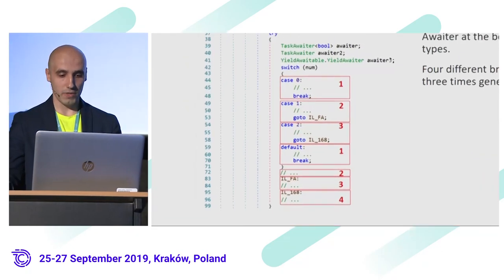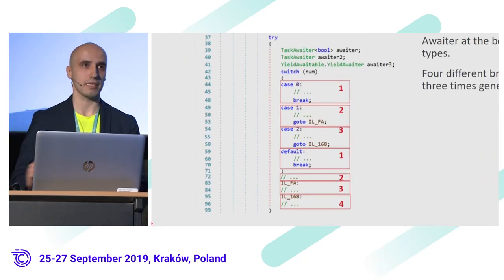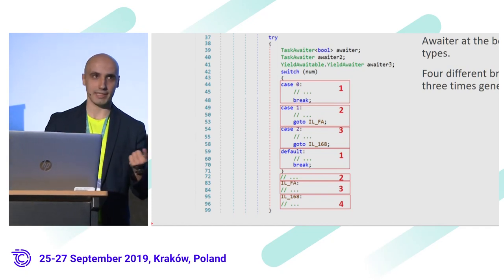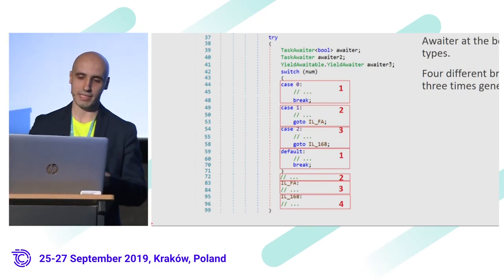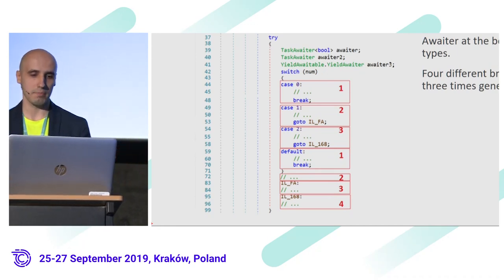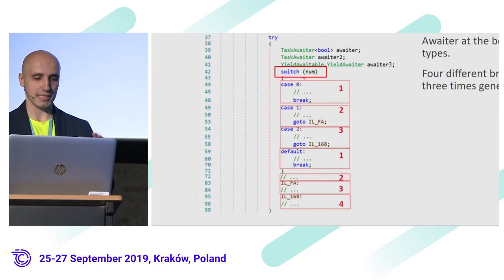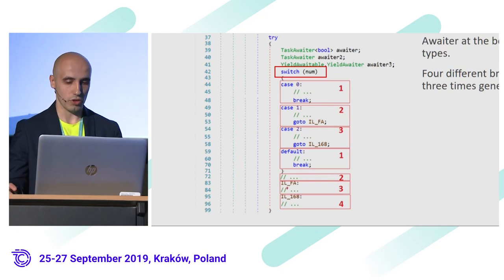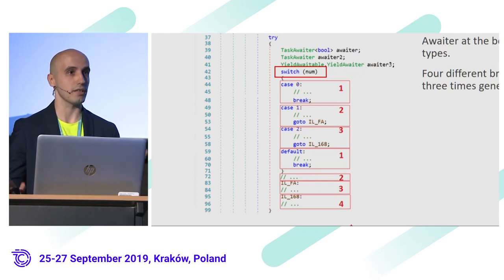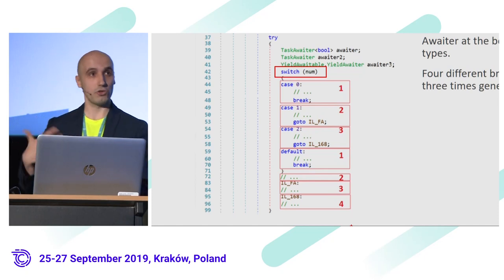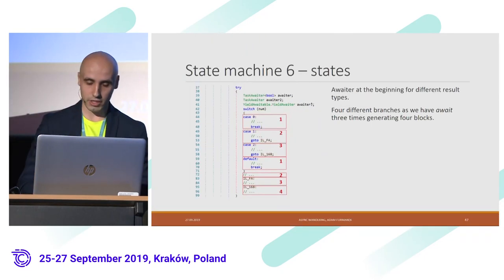So we had four logical parts of our method: Task.FromResult, Task.Delay, Task.Yield, and just throwing an exception. Generally, what is happening is we have a big switch statement at the top, which is split into logical blocks for the first part of the method, second, third, and first part again. After the switch, we have some labels which we use with goto to jump to the other parts. So let's start executing this method conceptually and see what is happening under the hood.